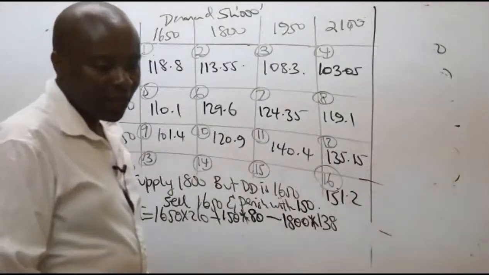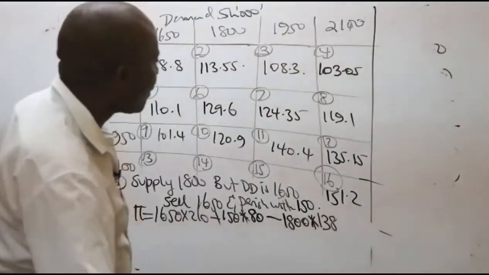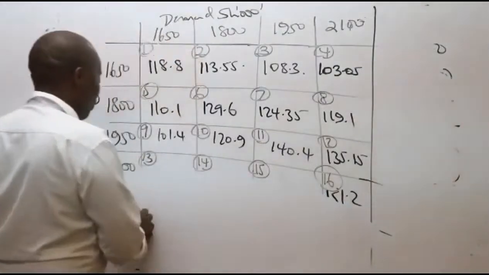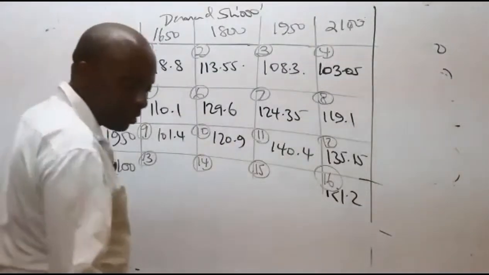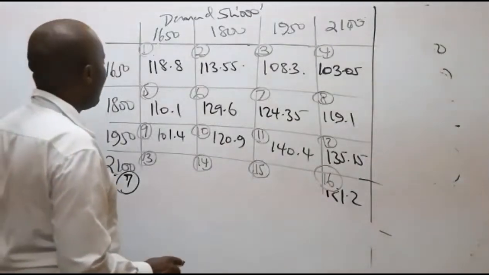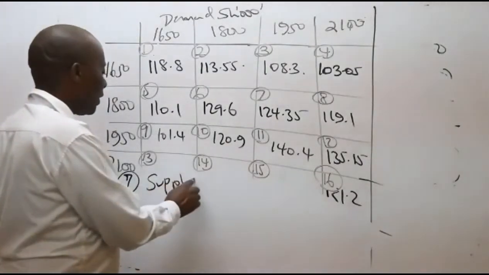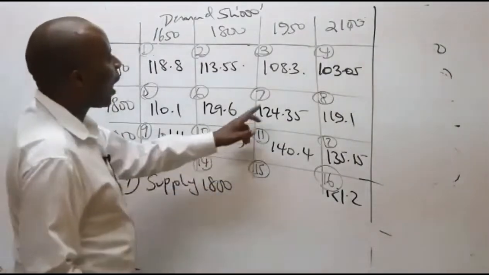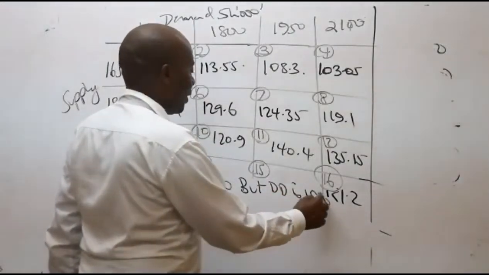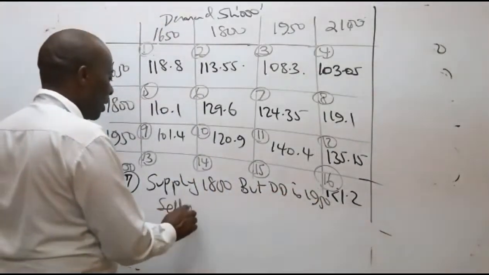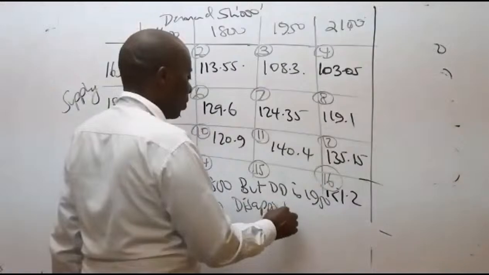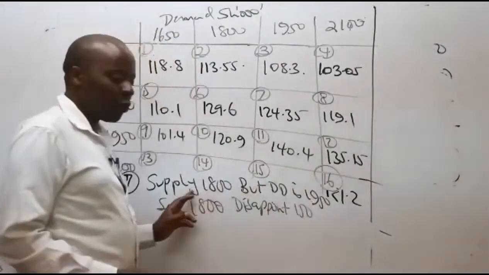So in this case here, Omar wants us to do cell number 7. So for cell number 7, what do we have here? For cell number 7, ladies and gentlemen, I can see the supply is 1800, but demand is 1950. So in this case here, I'm going to sell the lower, sell 1800. Here it's about disappointments. Disappoint 150, the difference between the two.